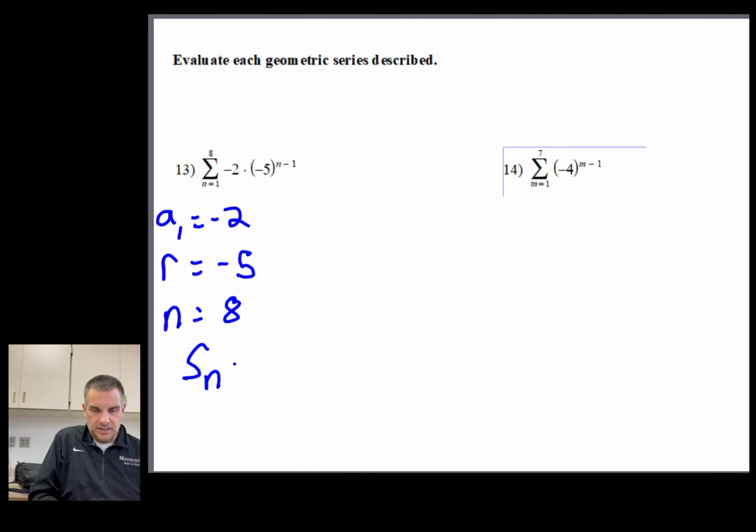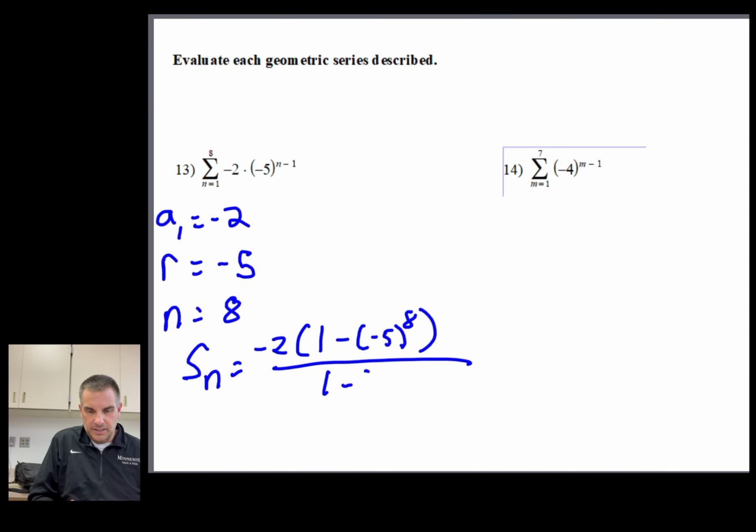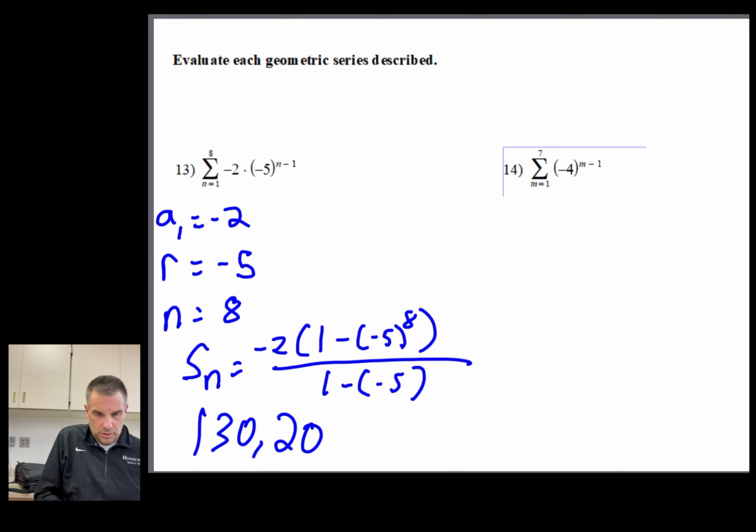So then S of n is going to equal -2 times 1 minus -5, all raised to the 8th power, all divided by 1 minus -5. We go ahead and solve this now. So we've got -2 times 1 minus -5, raised to the 8th. All of that divided by 6. We get 130,208.